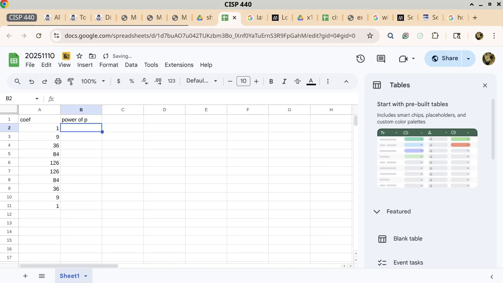So the power of p starts with 9, and then it decrements as we move down the list. So this one is going to be the starting point, which is a 9. This one is just the 9 minus the 1, and we can use the same equation to go all the way down to the last one. And then the power of q is exactly the opposite. There are several ways to do this. I think the easiest way is just to say it is 9 minus the one cell next to it. So there we go.